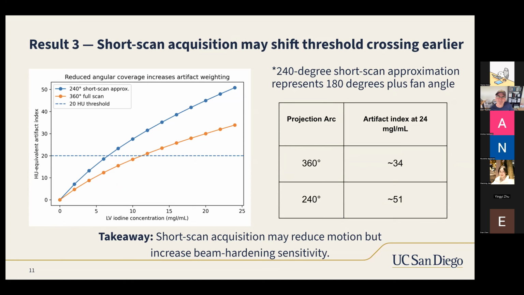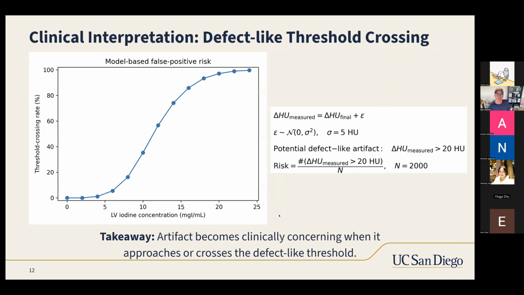In our simplified model, the reduced angle coverage increases the relative weighting of the shadowed rays. As you can see from this figure, the artifact index is about 34 HU for the 360-degree scan and about 51 HU for the 240-degree short scan. So short scan can help reduce motion, but it may also make the beam hardening artifact more likely to cross the defect-like threshold. This is only a very first-order approximation, not a full fan beam CT reconstruction. In the future, we may need more real data to run more simulations.